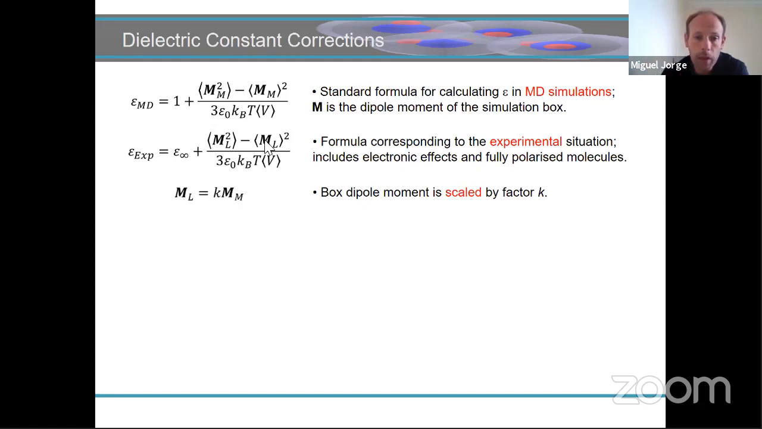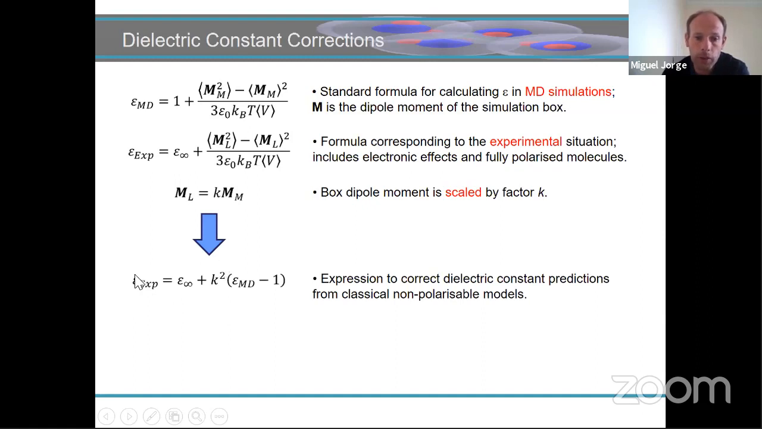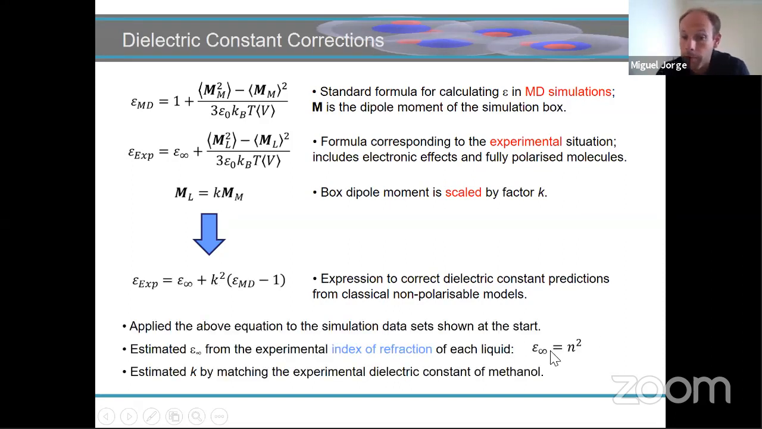So that's the first thing you need to do. The second is that, as I said before, the dielectric constant depends on the dipole moment surface of the real liquid. So it should be calculated based on mu L and not mu M as in the model. So you have to relate them again by the scaling constant K. If you put all this together, you get this very clean expression to estimate the real dielectric constant from the MD simulations using information about epsilon infinity and K. How do we actually get that? Epsilon infinity, you can get from experiment. You can relate it to the index of refraction of each liquid. And K is an empirical parameter so far.